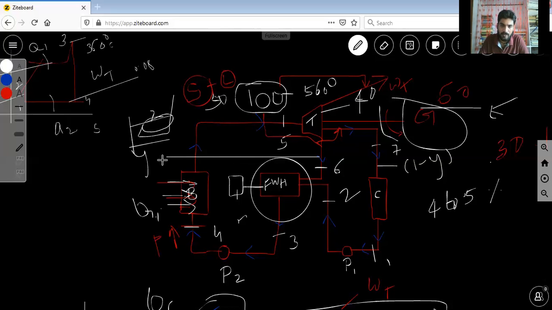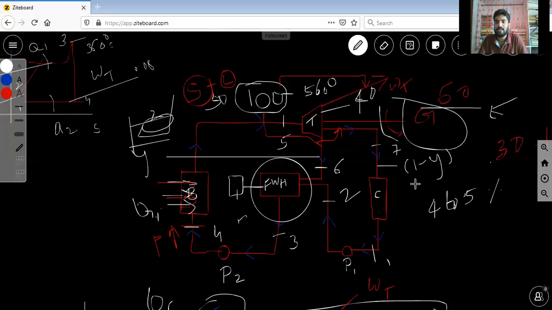Now we'll come on this, what is Y and what is 1 minus Y. How much amount of steam extracted from steam turbine at point 6? So I can imagine that value is some steam, that steam is called Y. Then remaining steam extracted from the turbine, that will be connected into the condenser. That steam is 1 minus Y. So this is Y, this is 1 minus Y.